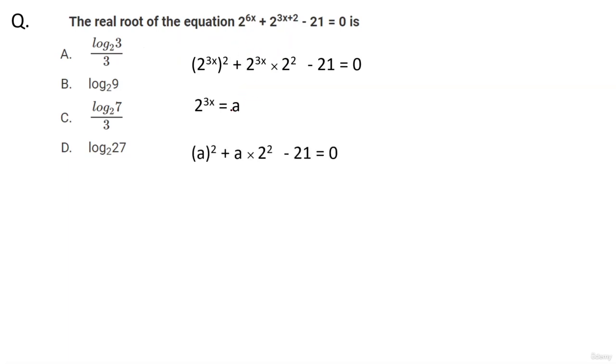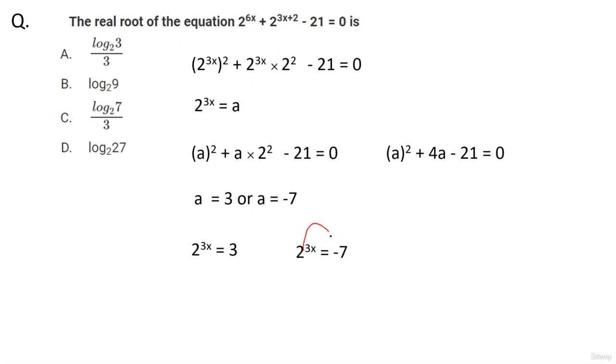So you'll get a square plus a into 2 square minus 21 is 0, or a square plus 4a minus 21 is 0. A is 3 or a is minus 7. But a cannot be equal to minus 7, right guys, in this case, because if a is minus 7, 2 raised to 3x would also be equal to minus 7. This is an index, right? 2 raised to some index, some positive index.